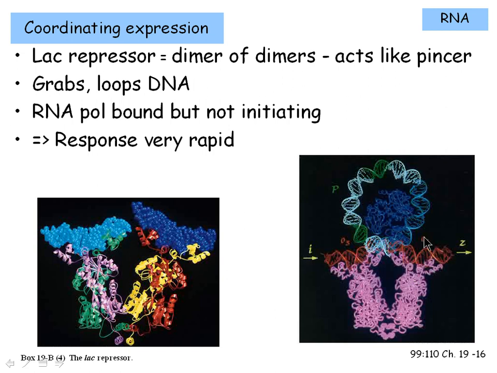And the polymerase can be bound at the promoter site, but since it's looped up like this, it's not going to go anywhere. And what this means is it's like a spring-loaded operon. If the inducer comes in, this lac repressor will drop off, and the gene is ready and loaded, and transcription will start immediately. So it allows for a very rapid response when circumstances change.